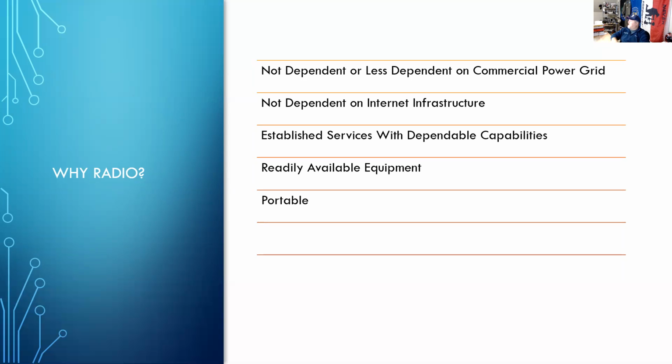But radio is either not dependent on or less dependent on the commercial power grid, obviously, because our radio equipment works on DC power, right? Typically, the radio services that I'm going to show you about, the endpoint equipment, is DC, and typically it's 12 volt DC. So there's a standard there, and 12 volt DC, it turns out, is very easy to produce. There's a variety of ways to do it. So radio is not dependent on the commercial power grid.